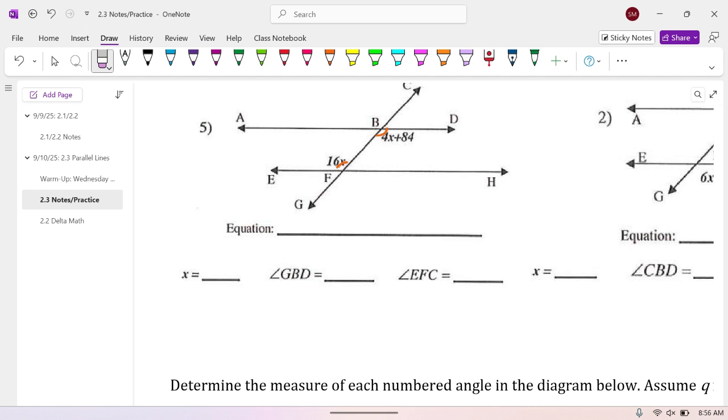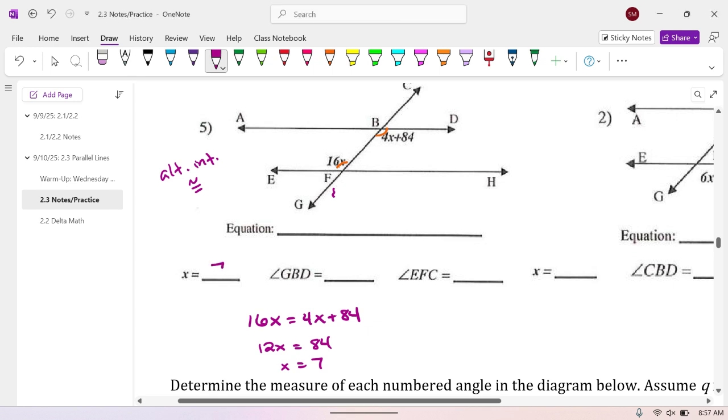So what's the relationship between those two angles that are marked? They're alternate interior, which means they're what? They're congruent. So how do you think I'm going to solve for x first? Set them equal to each other because they're congruent. So I'm going to have 16x is equal to 4x plus 84. So I'm going to do this fairly quickly. I'm going to subtract the 4x from both sides. That'll give me 12x is equal to 84. Divide by 12. x is equal to 7.